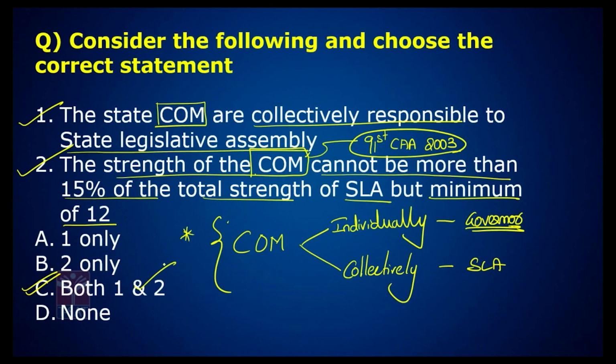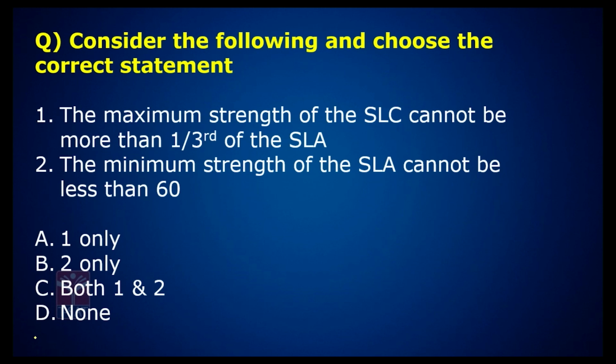Now let us go to the next one. Right, let's see the last question. Consider the following and choose the correct statement. The maximum strength of the council cannot be more than 1/3 of the assembly. The minimum strength of the assembly cannot be less than 60. Okay, this is a very tricky question.